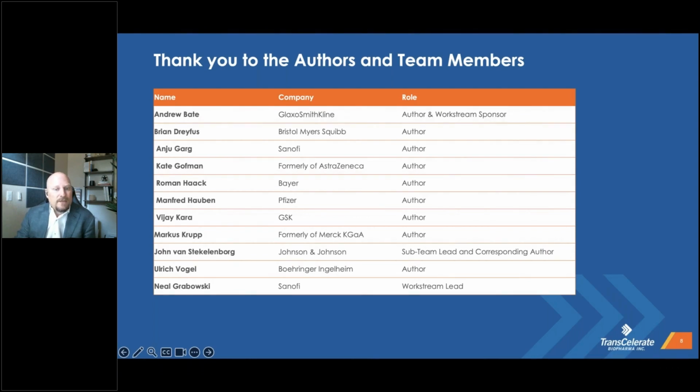We want to thank the authors who contributed directly to this research on ICSR replication, including Andrew Bate, Brian Dreyfus, Anju Garg, Kate Goffman, Roman Hock, Manfred Hauben, Vijay Kara, Marcus Krupp, John Van Stecklenburg, and Ulrich Vogel. The team was also supported by our workstream leader, Neil Grabowski. Today, two of these authors will be presenting their findings.